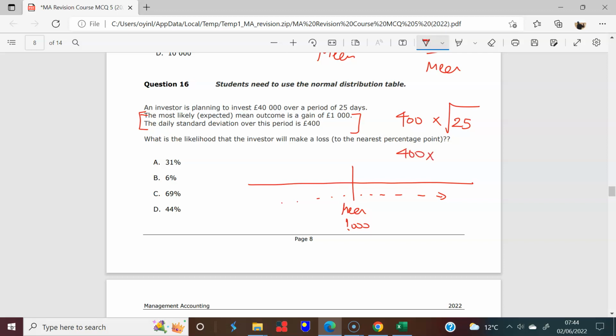So it's saying, in effect, that over 25 days, the square root of 25 is 5, and over 25 days, the deviation can be as much as £2,000. So what is this really saying in terms of understanding? This is saying that deviation could go to £2,000 in this direction, negative. Starting off with a gain of 1,000, that gain could fall by £2,000 in this direction, or it could go up by £2,000 in this direction.